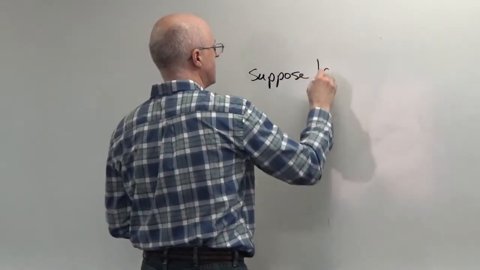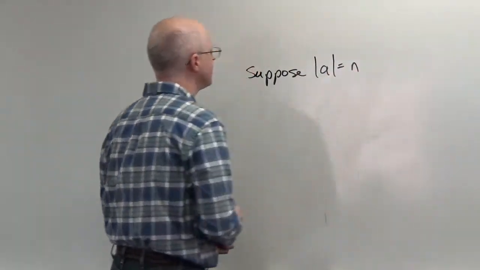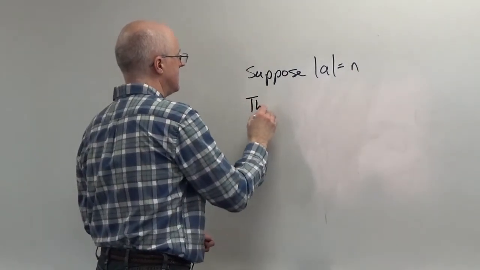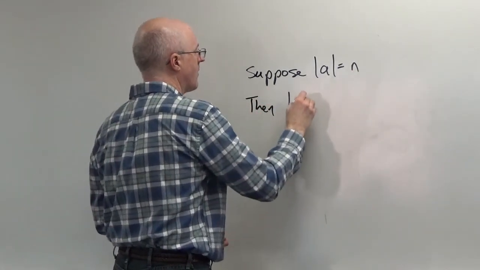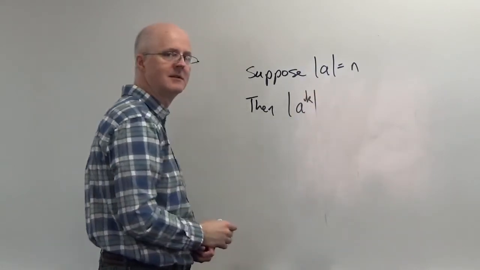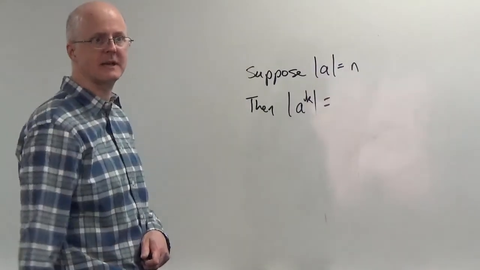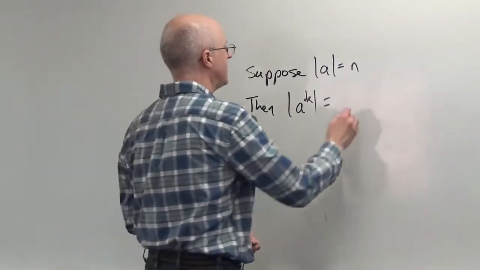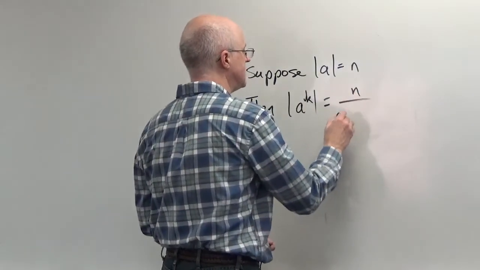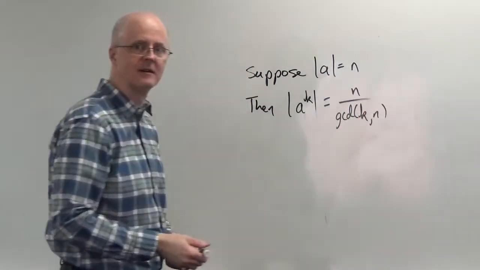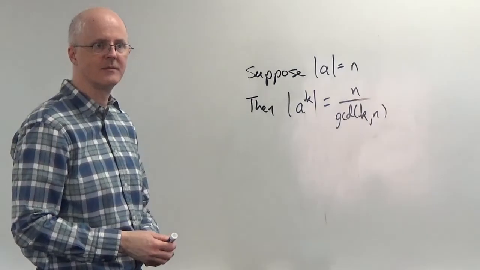Suppose the order of an element is n. Then the order of a power of that element, if this pattern holds true when you check it with other examples, should then be n divided by the GCD of k and n. And that is true.